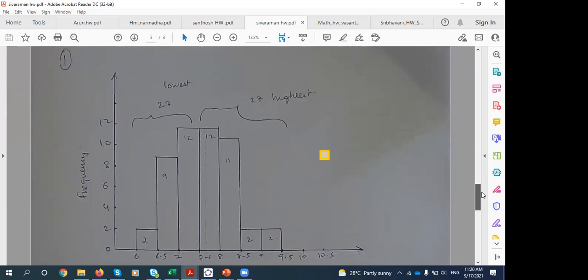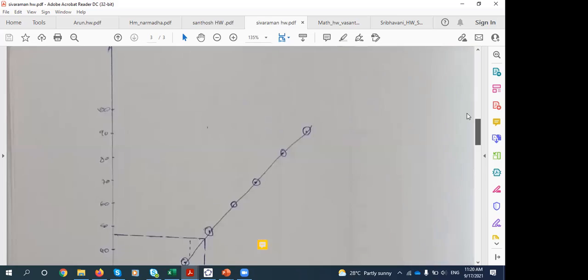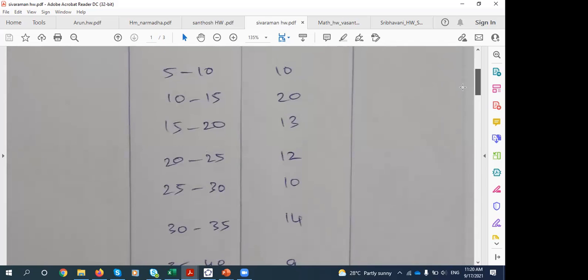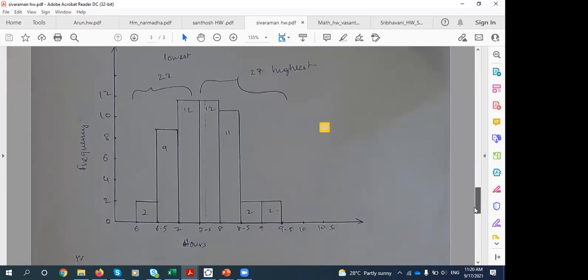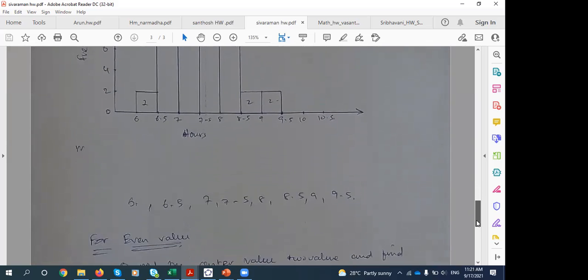Okay. Again, there's no data given. And this is not the graph of this data. Okay. Here the intervals are 5 to 10, 10 to 15, etc. Here the class intervals are 6 to 6.5, 6.5 to 7, etc. So, what happened? Okay.